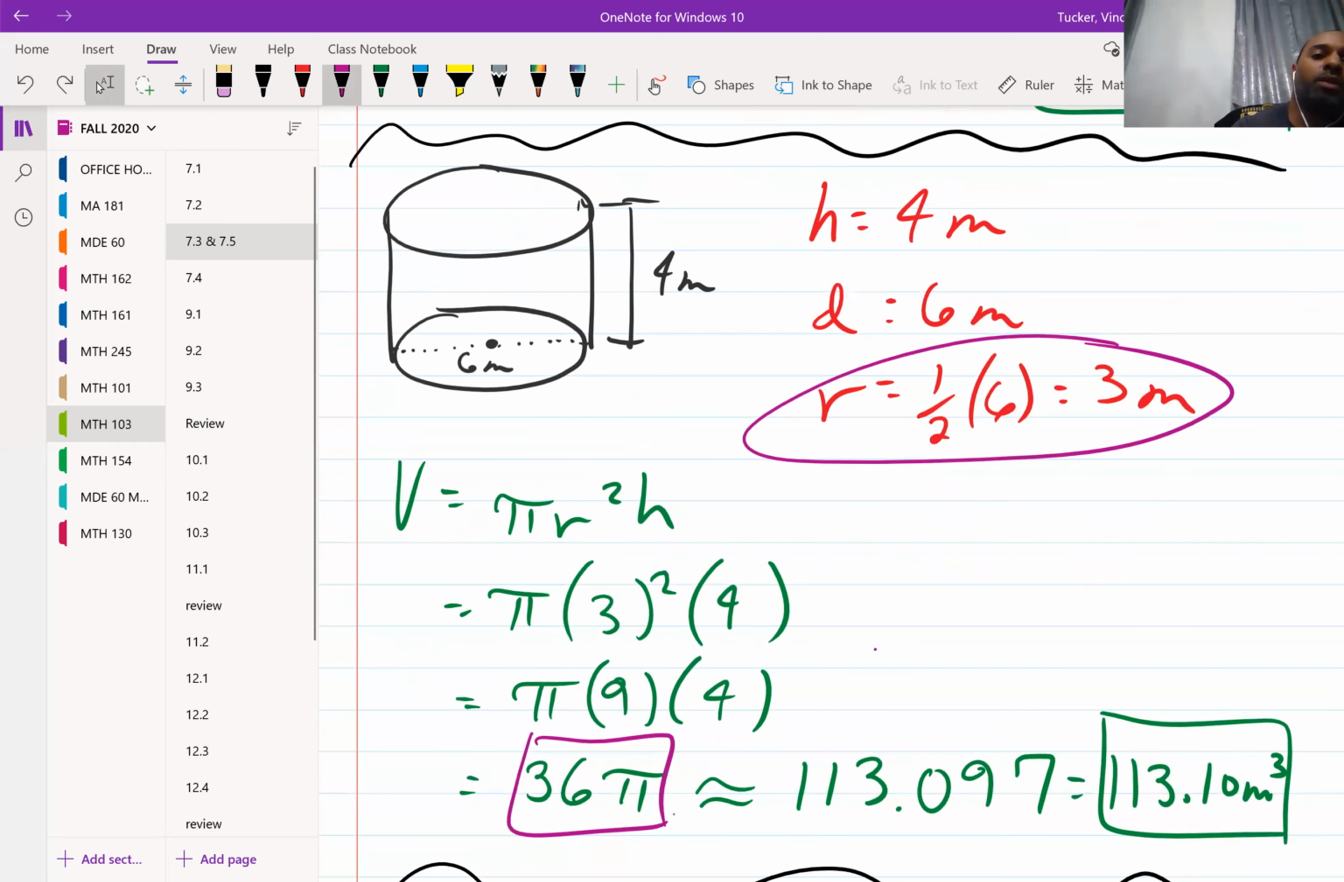Formula for cylinder is pi r squared times h. Plug in the values. 3 for r, 4 for h. So that's 9 times 4, which is 36. 36 times 3.14 will give you 113.1. Once again, that right there is your exact answer.